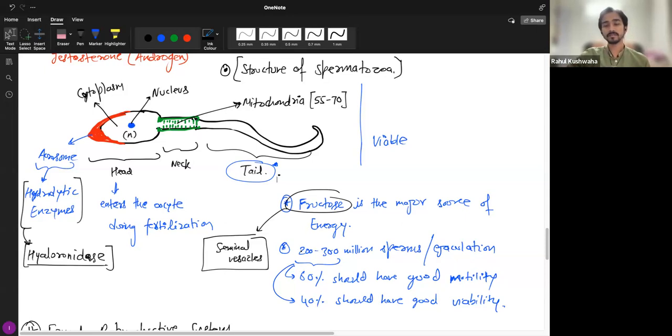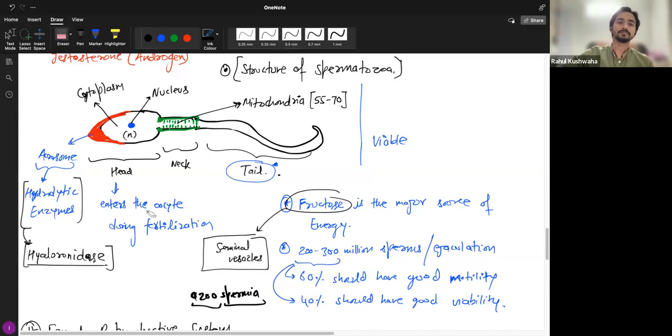But if the male is not producing any sperm at all, it's called azoospermia. The name itself is explanatory. Azoospermia: a means no, and zoo comes from zoology, the study of animals, just like forestation, afforestation, right? So no animal sperm is available in that semen. So, azoospermia.